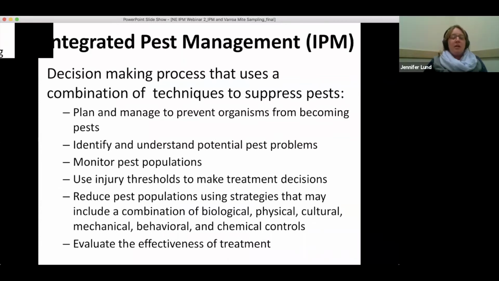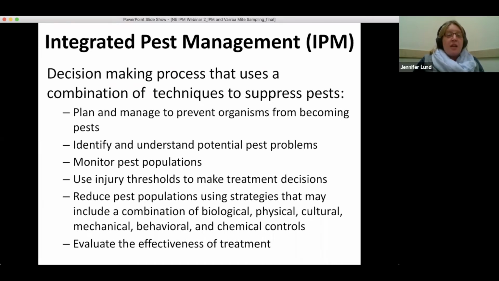So I want to talk a little bit about integrated pest management as a general decision-making process. Whenever I think about pests and diseases in a hive, or even my garden, I use integrated pest management to make decisions. That's using a combination of techniques to suppress pests. The first one is planning and managing to prevent organisms from becoming pests in the first place. So making sure, in the case of a hive, your hive is in a good location, that you have really good sun exposure, that it's dry, it's not sitting in the middle of a swamp. All those things set up your hive to begin with, with spacing to reduce the likelihood of pest problems.